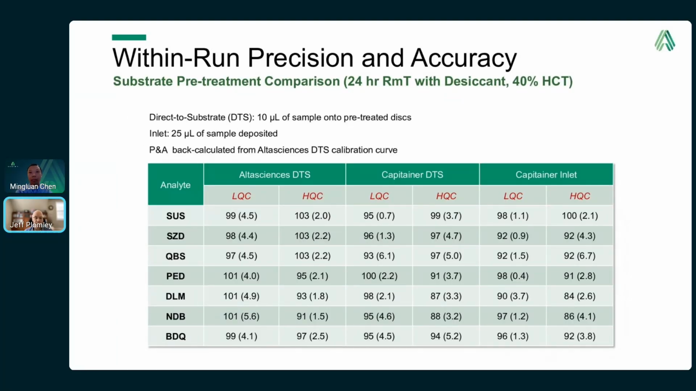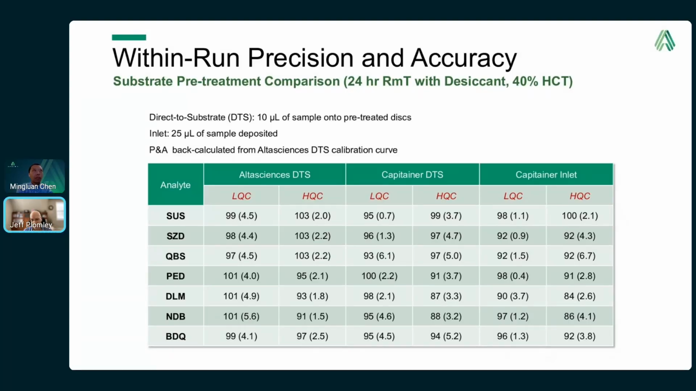So here I've tabulated the precision and accuracy. The precision is in brackets of the mean from 6 replicates of low and high QCs applied direct to substrate. So DTS is direct to substrate. And I did that on Altasciences treated cards and Capitainer's card treatments, and also to the inlet for the Capitainer treatment. So we added 25 microliters of sample at the inlet.